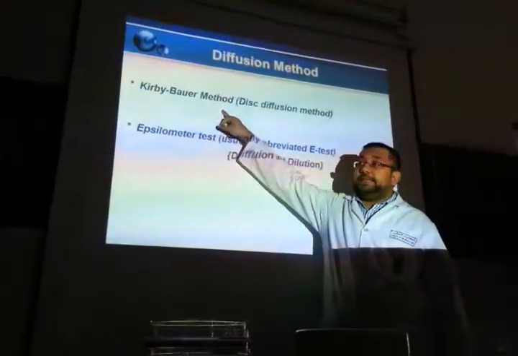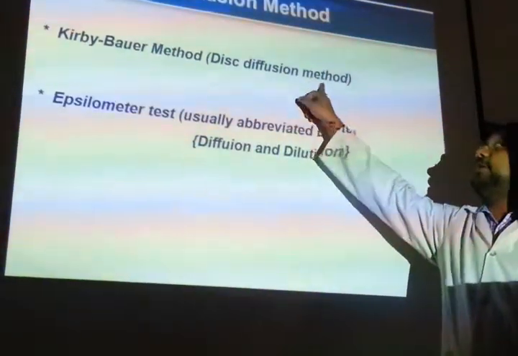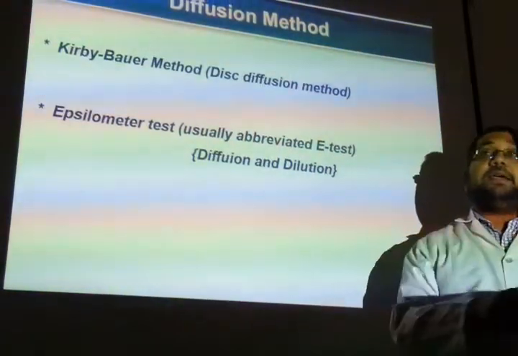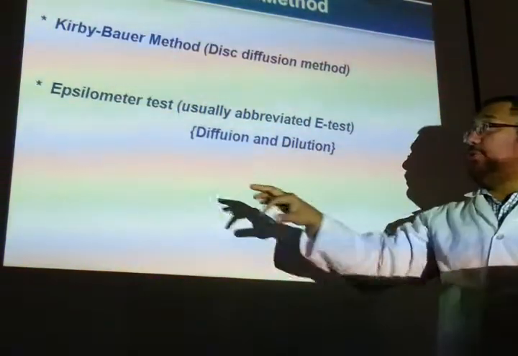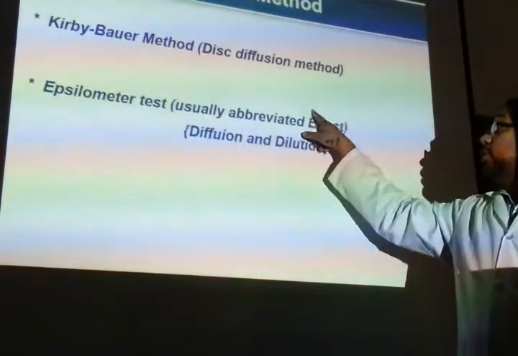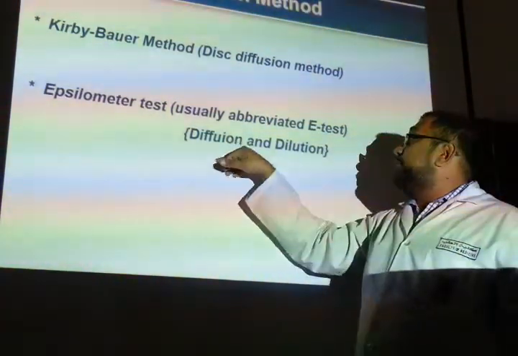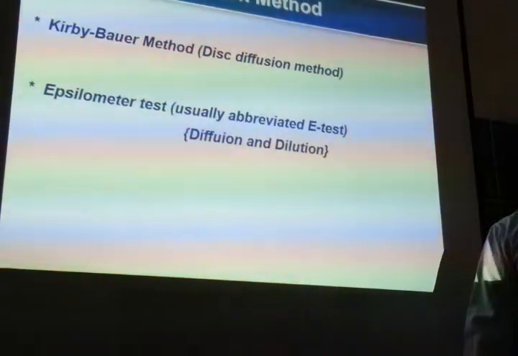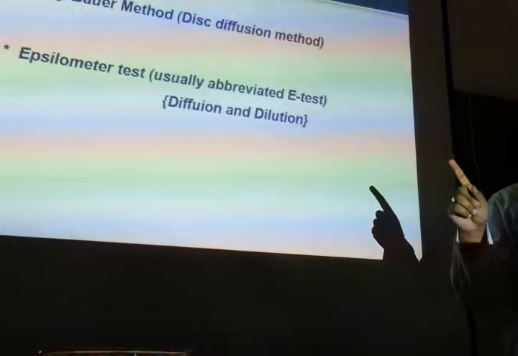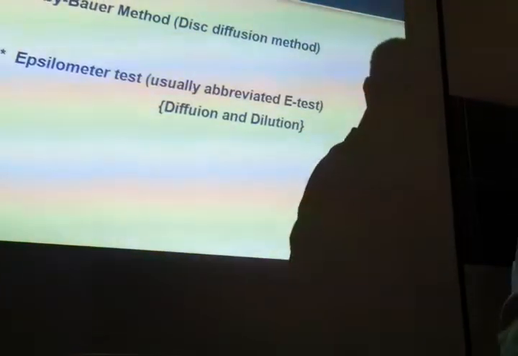Next. The disc diffusion method is also called the Kirby-Bauer method. There is a chart with its name, the Kirby-Bauer chart. I'll show it to you. The next test I told you was the epsilometer test. It is also called the E-test. It does diffusion and dilution, so it shows you the MIC also. The disc does not show you the MIC. Now we'll see what the disc does.